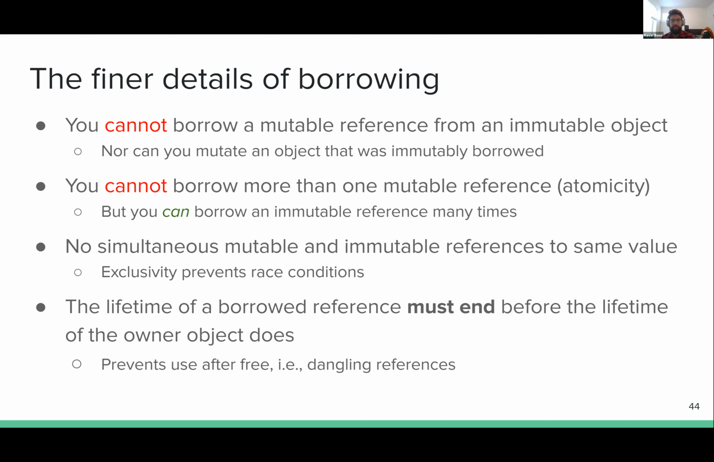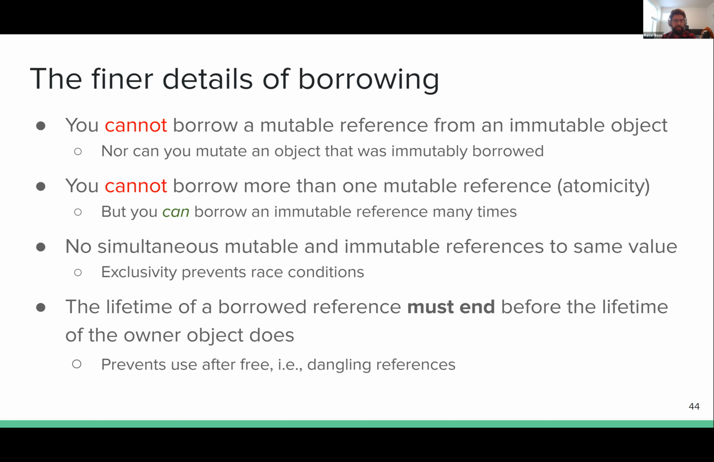So that's aliasing XOR mutability, again, coming back to haunt you or coming back to help you, depending on your viewpoint. Another way of rephrasing that is you can't have simultaneous mutable and immutable references to the same owned value. So this is exclusivity. Exclusivity. Sorry, can't say that word. Right.